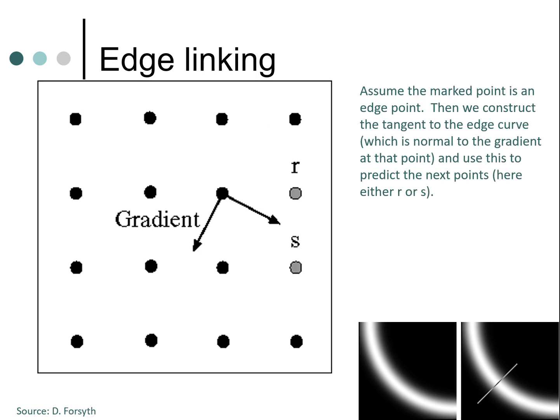In edge linking, we are supposed to link two edges. Assume the marked point. This is a marked point which has an edge point. Then we construct the tangent of the edge curve, which is normal to the gradient, and use this to predict the next point. From here it goes to either S or R. This point shows you the way to R or S.